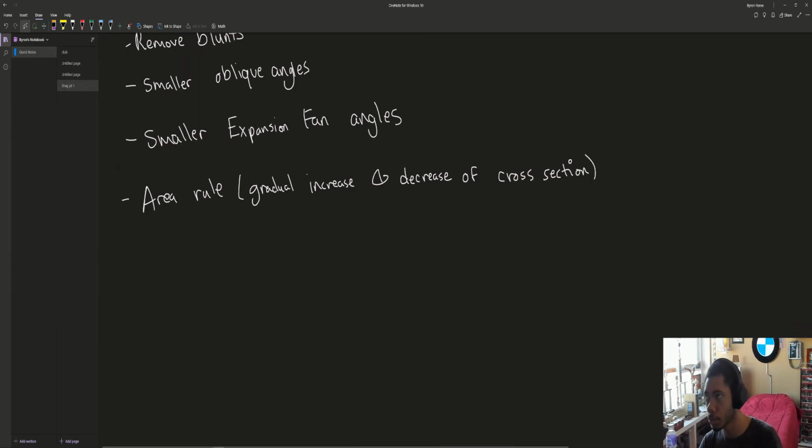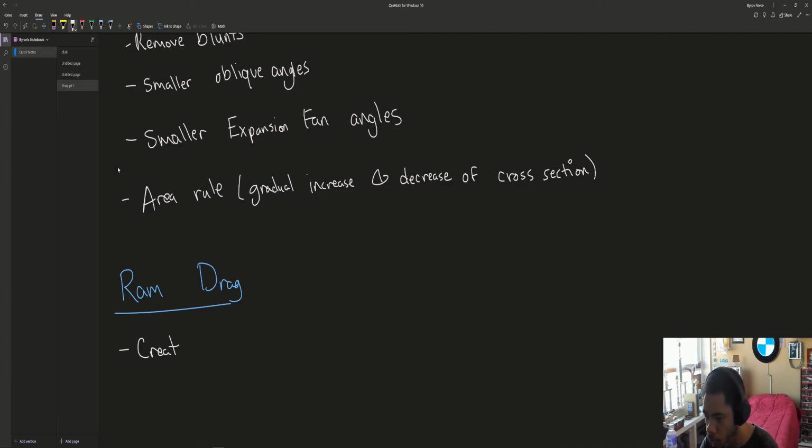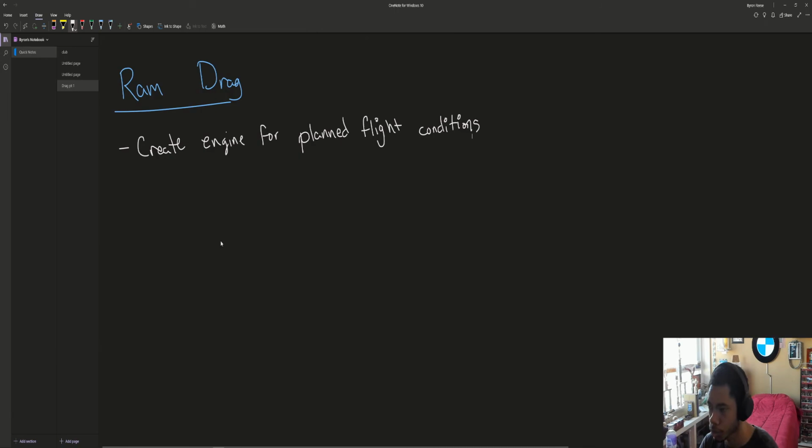Alright, next up, ram drag. I'm not a huge propulsion guy, but for ram drag, tune an engine for planned flight conditions, and also use an aerodynamic intake.